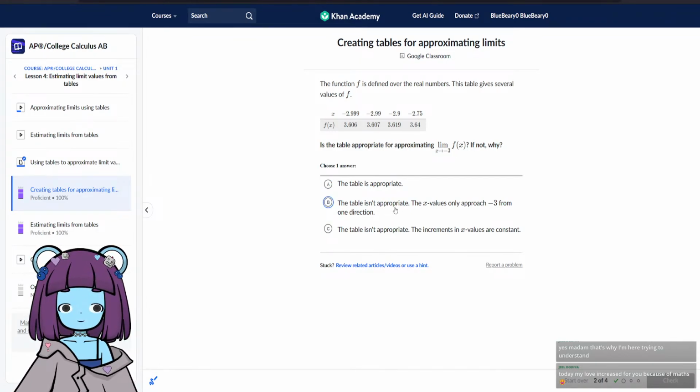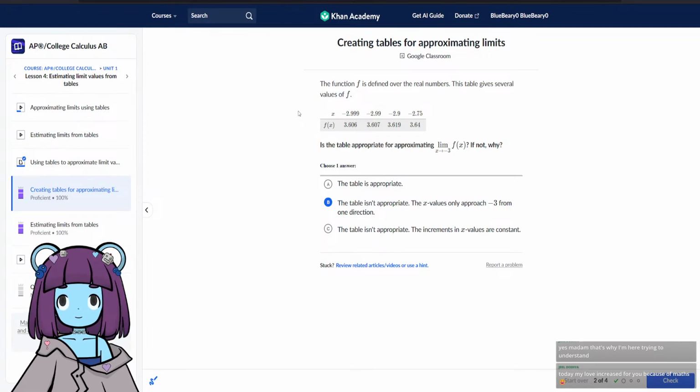The table isn't appropriate, as x is only approached from one direction, so this is the correct thing. Increments are constant. Increments in this one are fine, it just approaches it from one direction, because -3 would be right here.